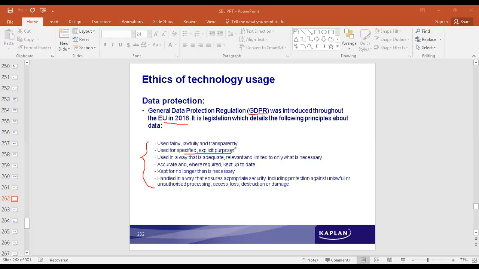The same data cannot be used in other things, and cannot be shared with others. Whatever is the purpose for which the data is captured and acquired, only for that purpose this data has to be used, but no other purpose. Okay, used in a way that is adequate, relevant, and limited to only what is necessary. It cannot be misused. There cannot be any breach in terms of usage of data. The purpose is specific, use it only for that. To what extent it has to be used, only to that extent.